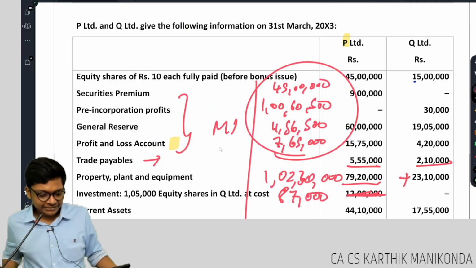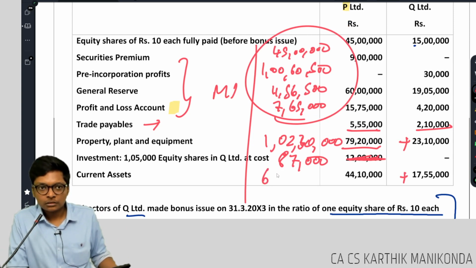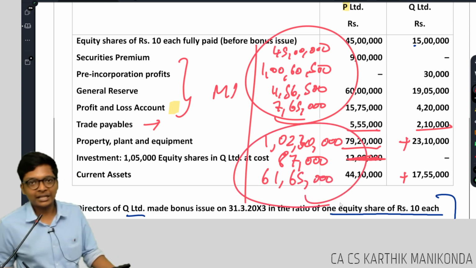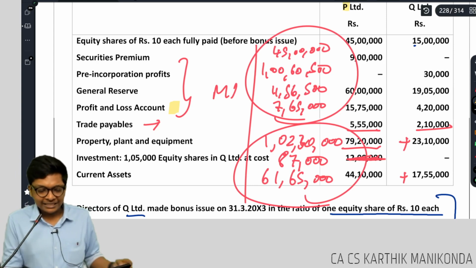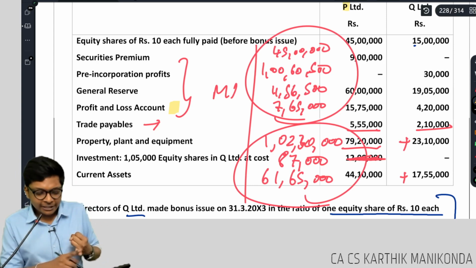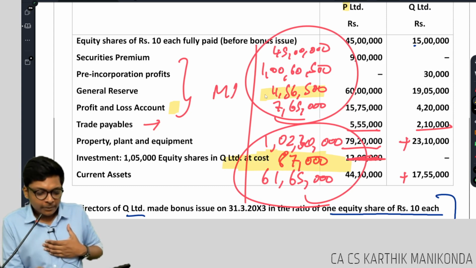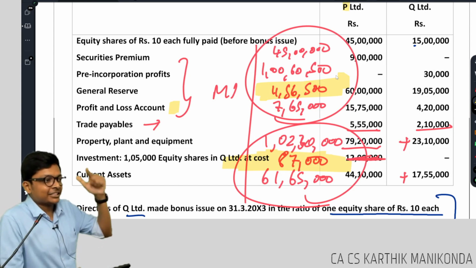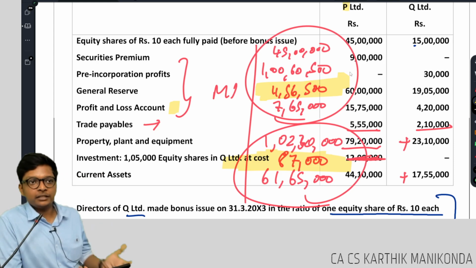Current assets, just line by line addition. 44 lakh 10 plus 17 lakh 55. How much? 65,000. This is my asset side. Are you following? Kalyan, getting it? So now can I say consolidation is nothing but line by line addition, subject to computation of cost of control and computation of minority interest. Everything else is addition. Correct? Can you tell me, is it tallying? It should tally.